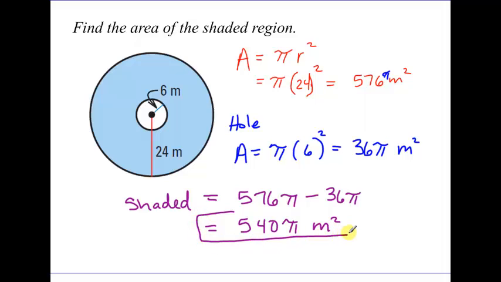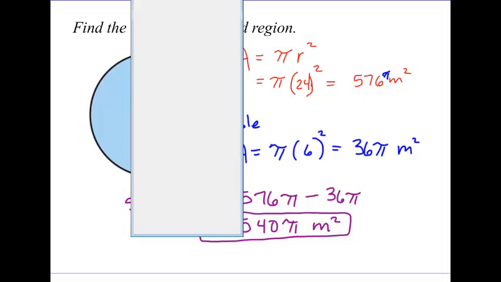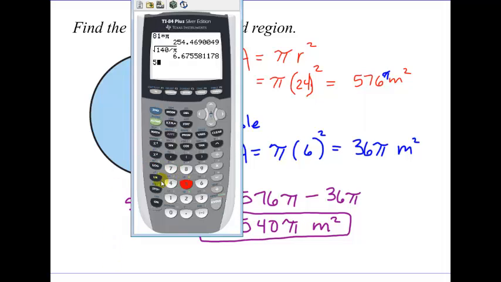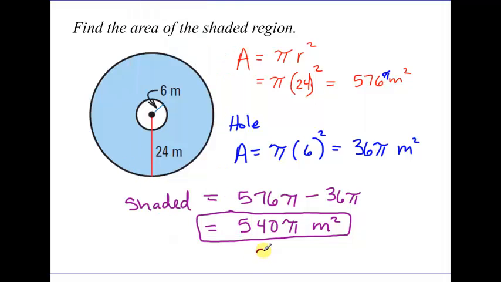What is that if we calculate that decimal? Let's see, 540 multiplied by pi. Pretty big, about 1696.5 square meters. So it just depends on which kind of answer you're needing.